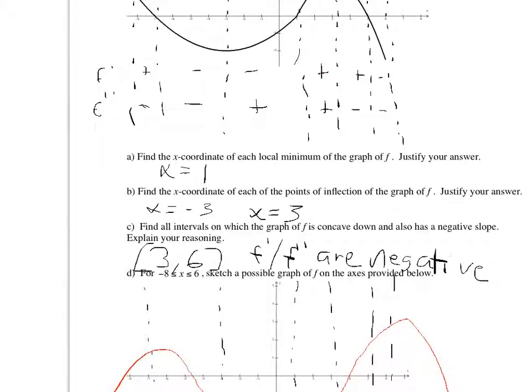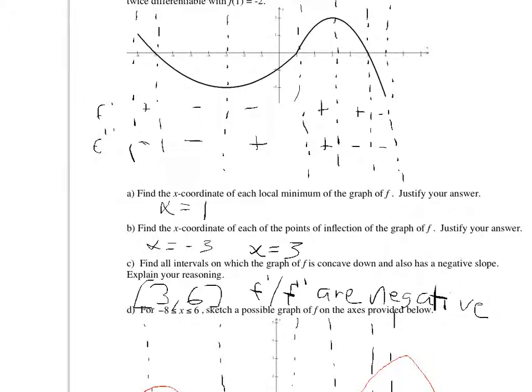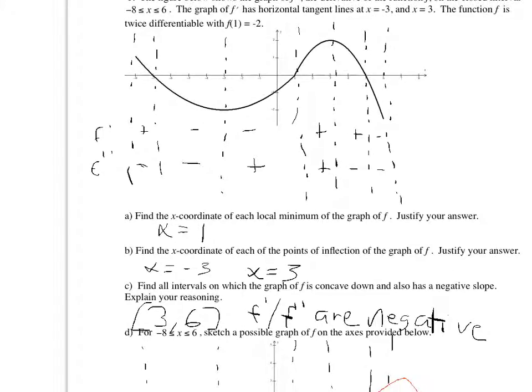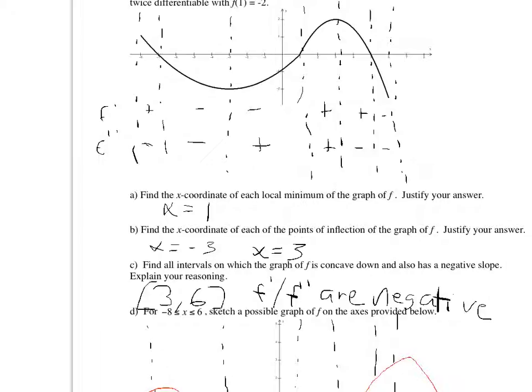And this one says, find the x-coordinate of each of the points of inflection of graph f, justify your answer. So on this one, I'll be looking at the f primes again. I'm looking to see where there are two negatives or two positives. Oh wait, actually, no. We're switching from negative to positive or positive to negative. I'm sorry. So the first one goes negative to positive here, and that's at x equals -3. And this one is positive to negative, and that's +3. So that's where I got my answer.